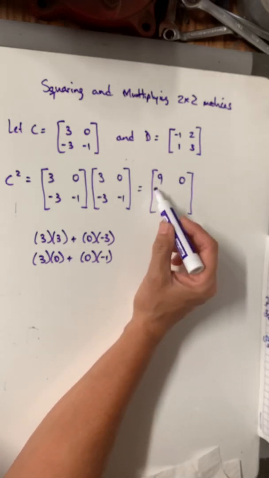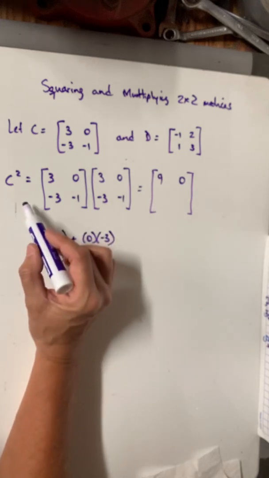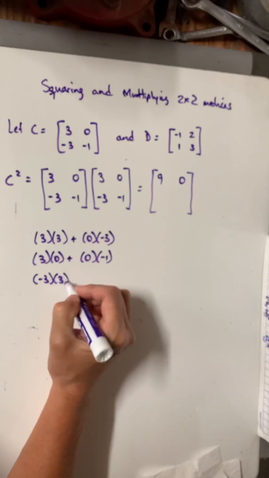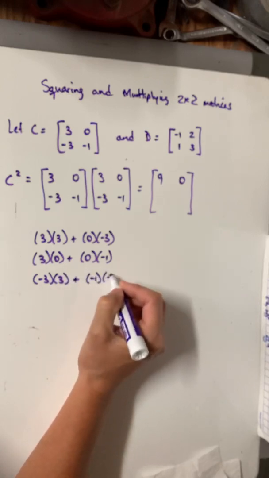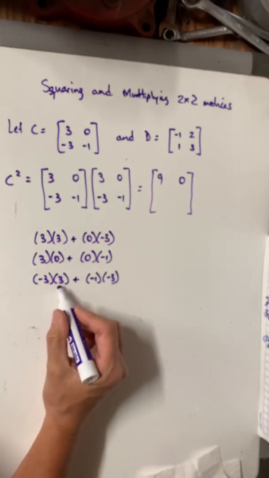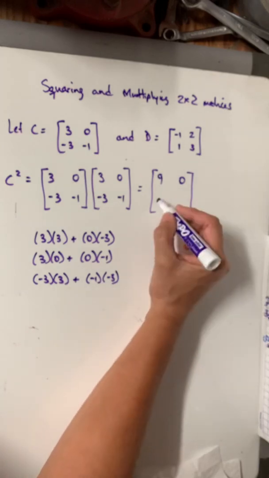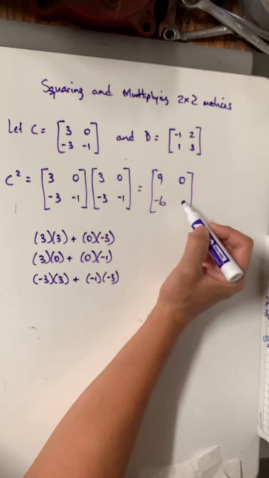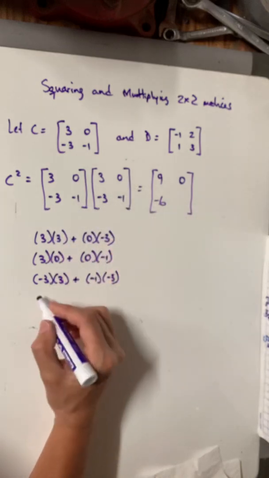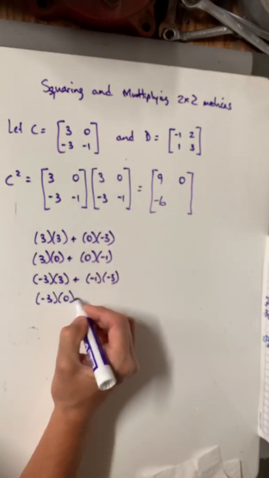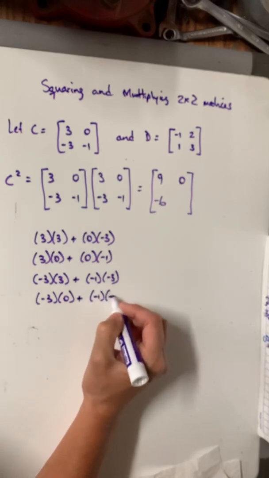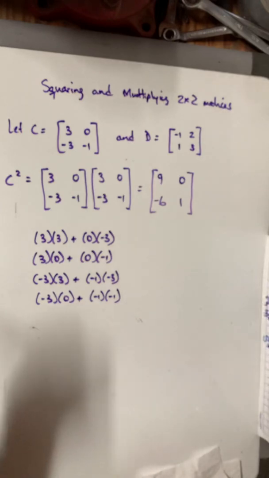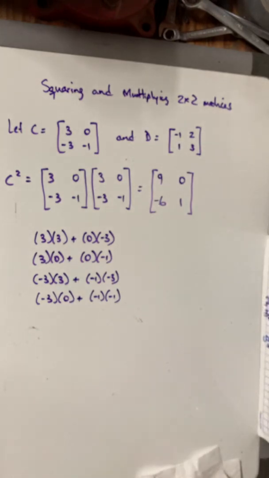This is second row, first column. Second row, first column would be -3 times 3 plus -1 times -3. So it's -9 plus 3 is -6. And then this one is the second row, second column. Second row, second column will give me -3 times 0 plus -1 times -1, which is 0 plus 1 will give me 1. Okay, and that's it for that.